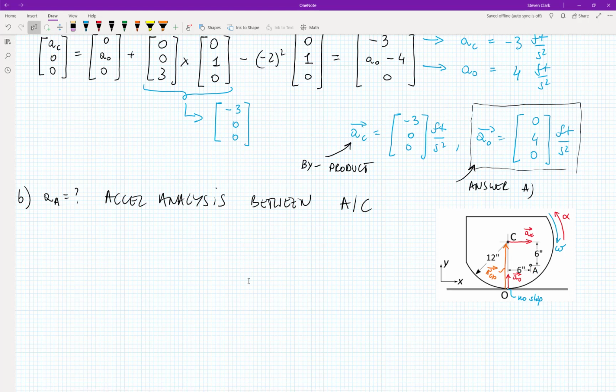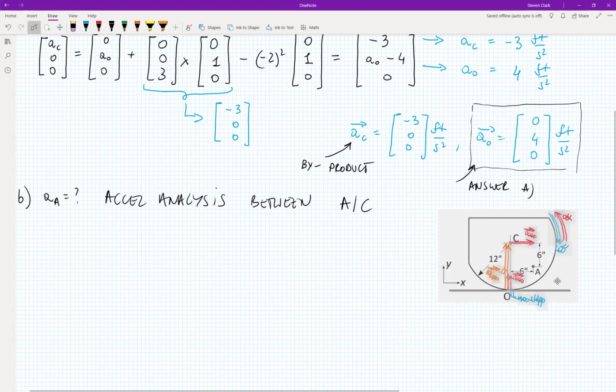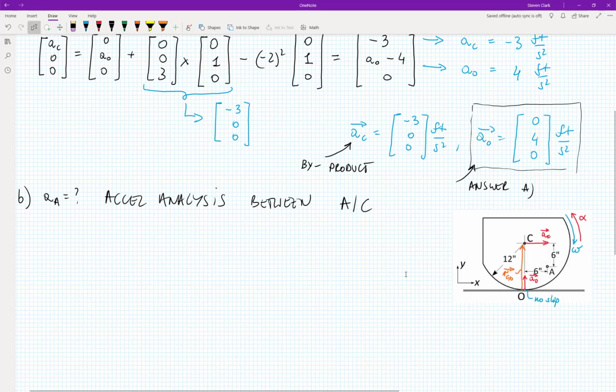And at home, if you would like to, do exactly the same between A and O. Just for training, if you want to, of course. It's not required. Anyway, if you run acceleration analysis between A and O, you should obtain exactly the same results we are going to obtain within 3 minutes. But we are going to focus on acceleration analysis between A and C.